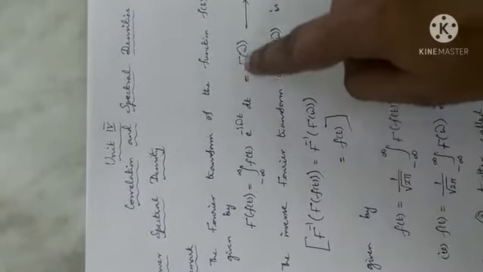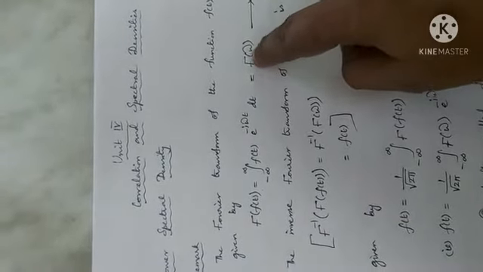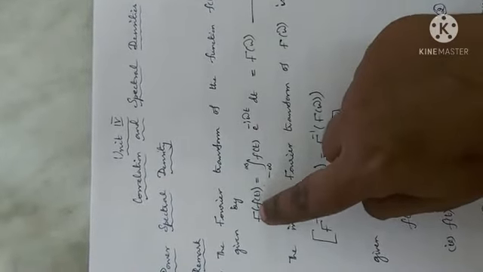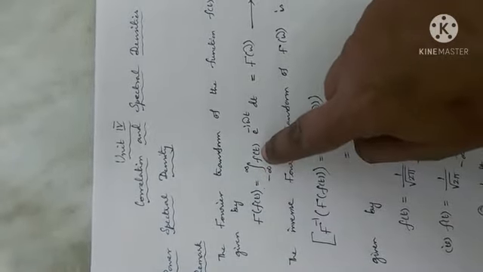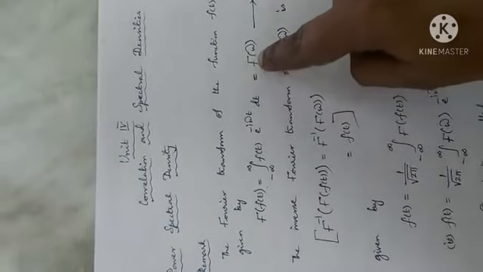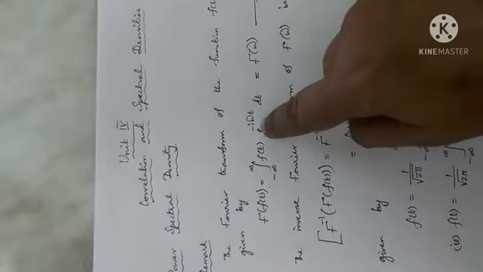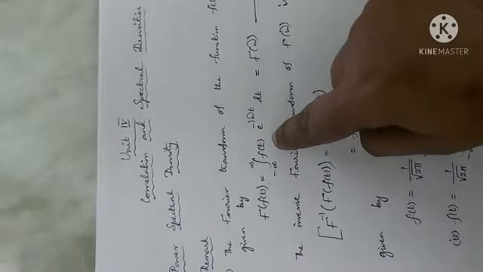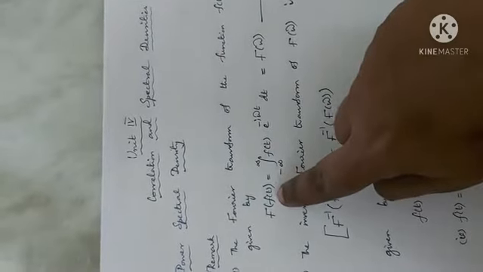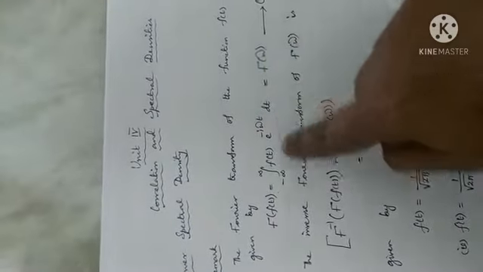That's why there is another notation, capital F of omega. Capital F denotes the operator, the Fourier transform, right? The small f of t is the function. After integrating, your answer will be a function of omega. That's why the other notation of the transform is capital F of omega. Okay, so is it clear?